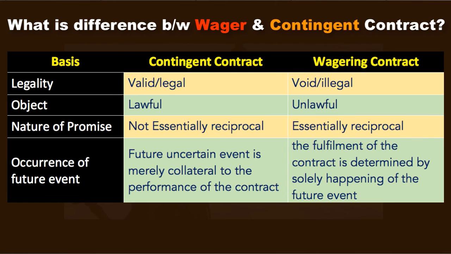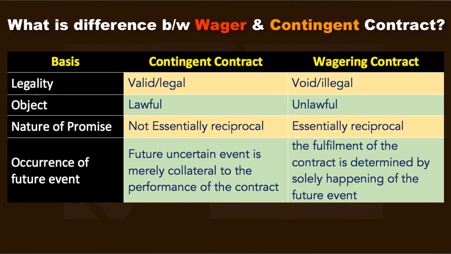And the last difference is occurrence of the future event. In a contingent contract, the future uncertain event is merely collateral to the performance of the contract. What does it mean? Whatever promise is made based on the future event is merely collateral to the performance of the contract. If that doesn't happen, it is void. On the other hand, in a wager the fulfillment of the contract is determined solely by the happening of the future event. So it is exclusively dependent upon the event, as in the example of the cricket match, either win or loss. So that has to be there.